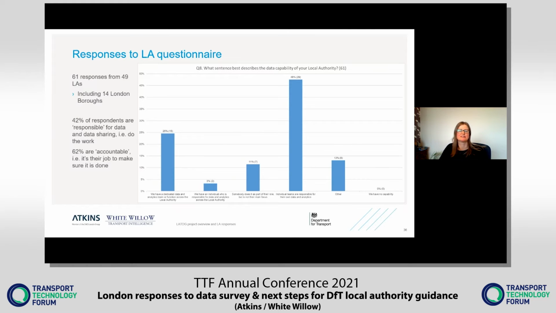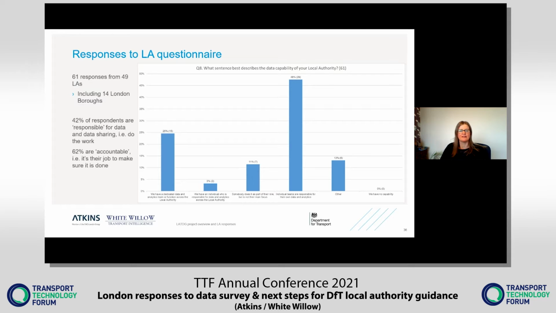Okay, so this is the results from the questionnaire that we issued a few weeks ago. We had 61 responses from 49 local authorities in the end, which I think is a really good response rate, and that included 14 London boroughs. 42% of the respondents said they were responsible for the data sharing, i.e. they do it, and 62% were accountable, as it's their job to make sure it's done. Obviously there were some people who are both.